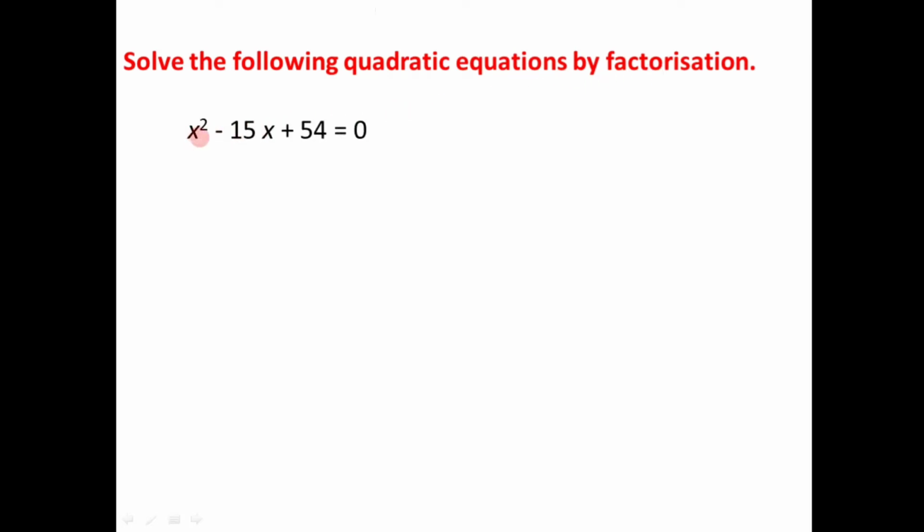The first equation is x square minus 15x plus 54 is equal to 0. To find the solutions of this equation, first of all we have to factorize plus 54 such that the product of those factors must be plus 54 and their addition or subtraction must be minus 15. So we have to factorize 54 into two factors. So the two factors must be minus 9 and minus 6.